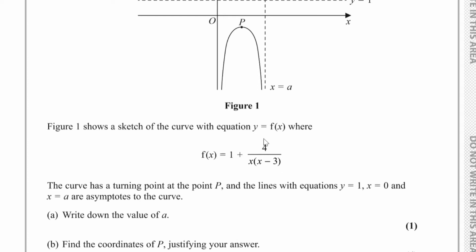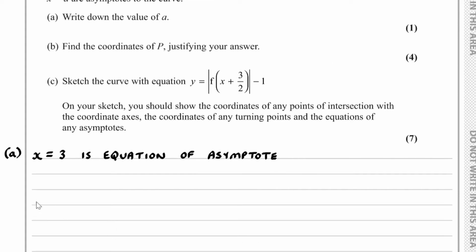Well, if we take a look at the 1 plus 4 over x multiplied by x subtract 3, then we notice here we cannot divide by 0, so x cannot equal 0 and x cannot equal 3, otherwise we will be dividing by 0. X equals 3 is the equation of the asymptote, and so therefore a is equal to 3.